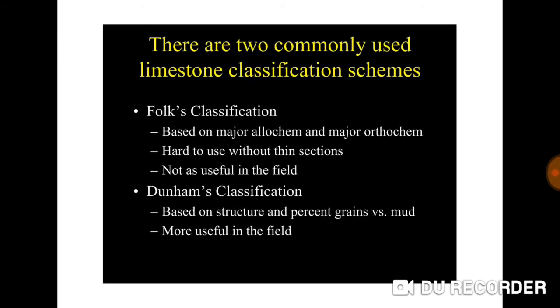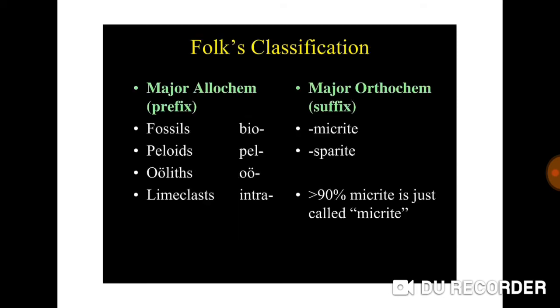Now, there are two commonly used limestone classification schemes. The first one is Folk classification and the second one is Dunham's classification. Folk classification is based on major allochems and major orthochems. It is hard to use without thin section and not as useful in the field, whereas Dunham's classification is based on structure and percent grains versus mud, and is more useful in the field.